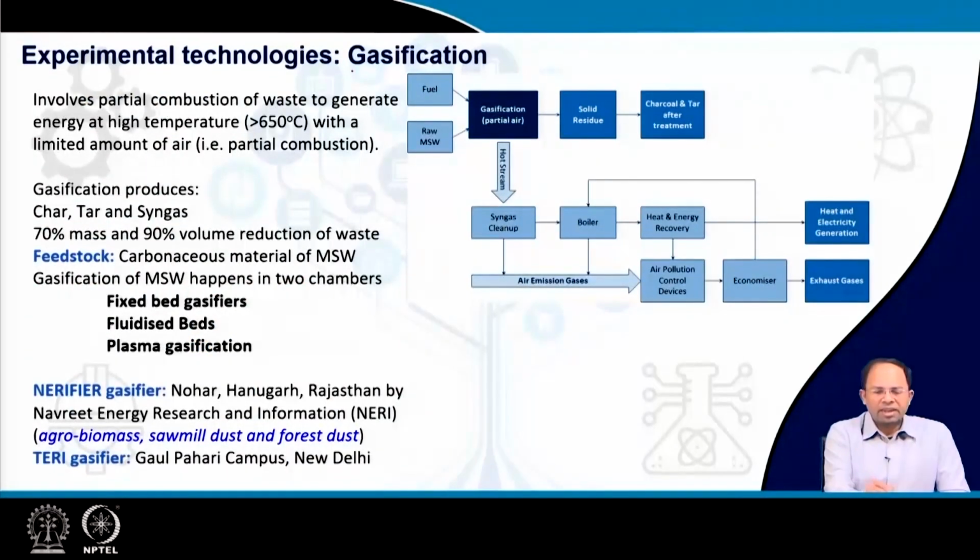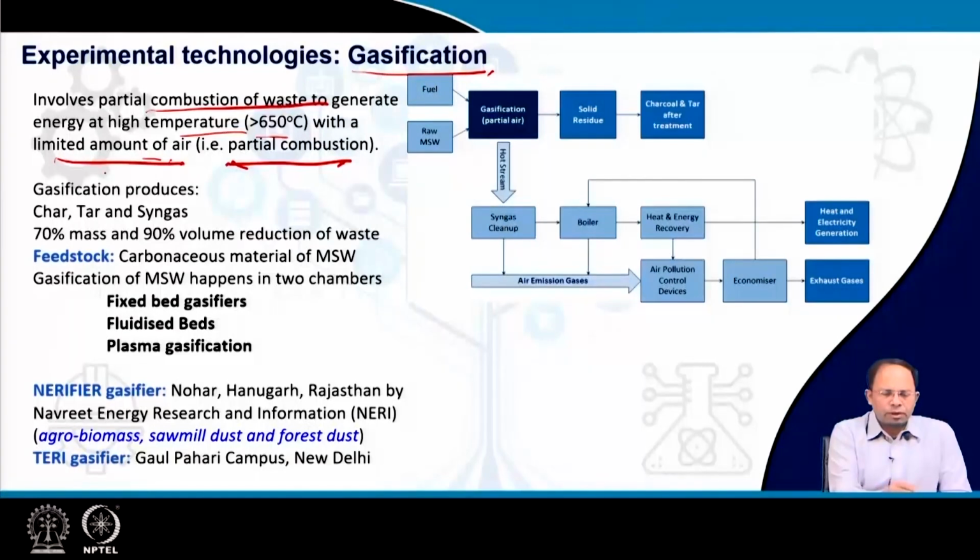Next, we come to gasification. This is the next experimental technology that is being experimented upon. This involves partial combustion of waste to generate energy at high temperature, which is greater than 650 degrees centigrade, but with a limited amount of air. So we are using air, but a limited amount. And because it's using limited air, we are having only partial combustion. Unlike standard incineration, the other processes are more or less the same, but we are using a lesser amount of air.